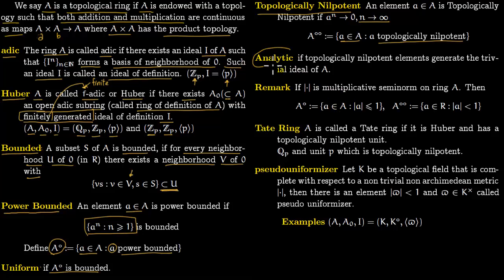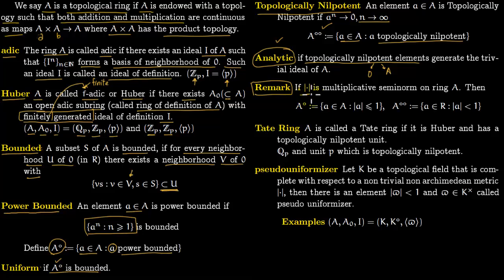Now we talk about analytic. If topologically nilpotent elements generate the trivial ideal of A, we call the ring analytic. So again, topologically nilpotent elements can generate either the zero ideal or the entire ring A, because the ring A has only two trivial ideals, 0 and the entire ring A. Now we come to an important remark. This remark will give us a proper characterization of this A0 and this.